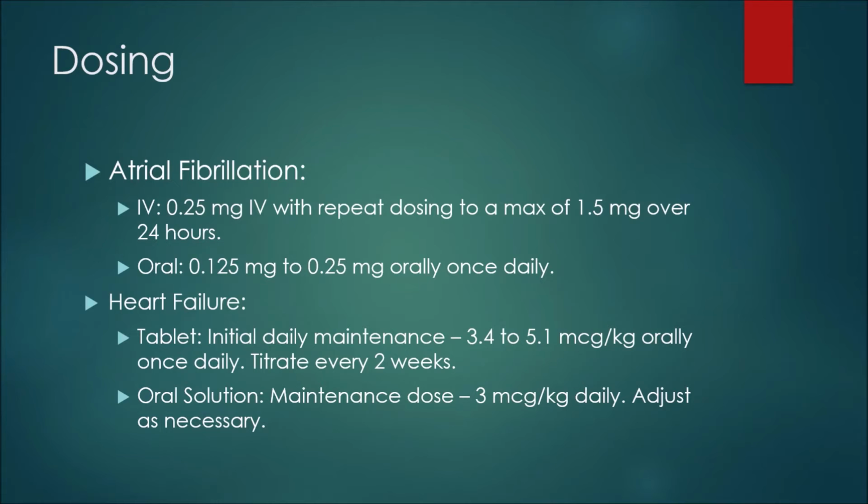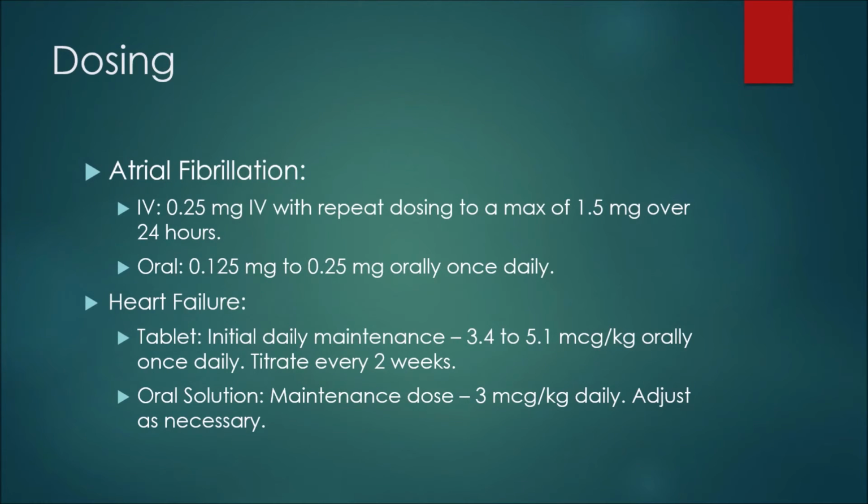Now, for some examples of dosing, just keep in mind that with this medication, the dosing would range from person to person and based on what condition they're using it to treat. So these are just some examples of dosing that you may see. In atrial fibrillation, using the IV form or intravenous form, we may see 0.25 milligrams intravenously, with repeat dosing to a maximum of 1.5 milligrams over 24 hours. If they were using the oral formulation in atrial fibrillation, we may see 0.125 milligrams to 0.25 milligrams orally once daily.